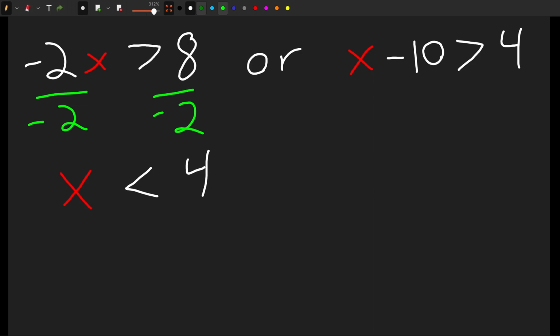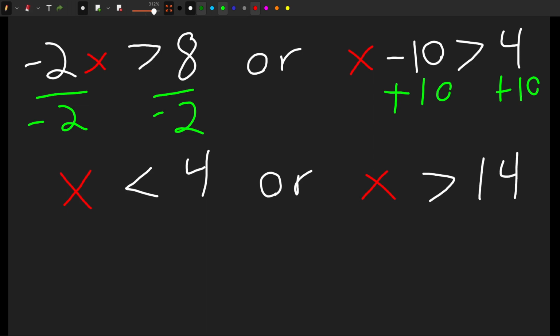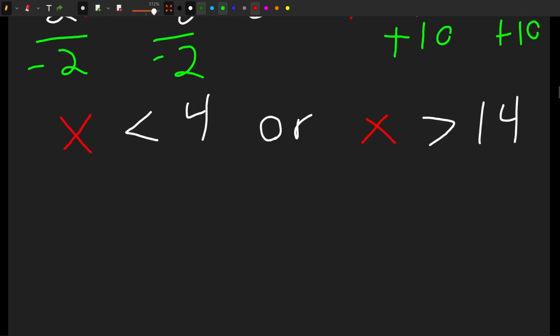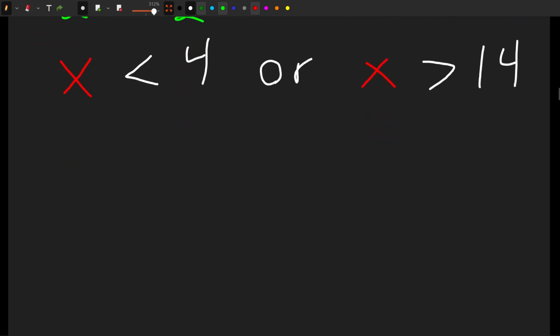And so now I'm going to keep my or symbol. On my other problem, x minus 10 is greater than 4. I'm now going to add 10 to both sides. And I get x is now greater than 14. Okay, and so that is the inequality form of the answer. x is less than 4 or x is greater than 14.